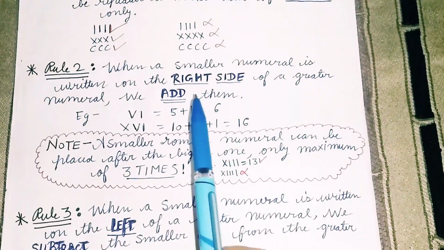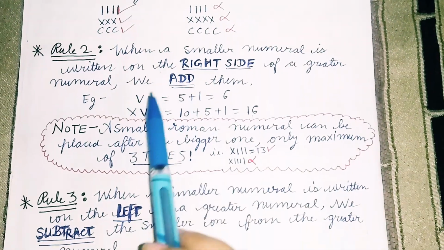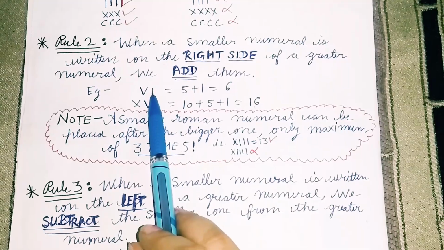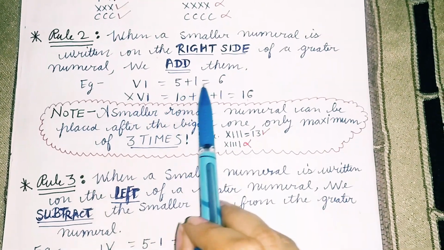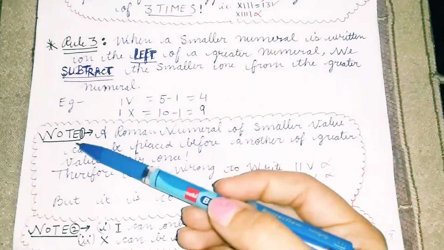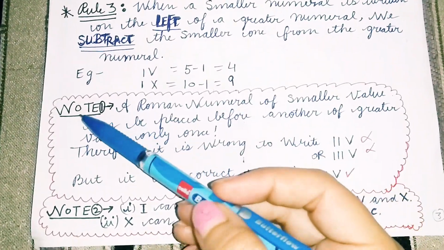Here why were we adding the symbols? Because here the smaller symbol was placed on the right side of the greater one. So that's why we were adding them. Understood? Now again, following this, a note is there.